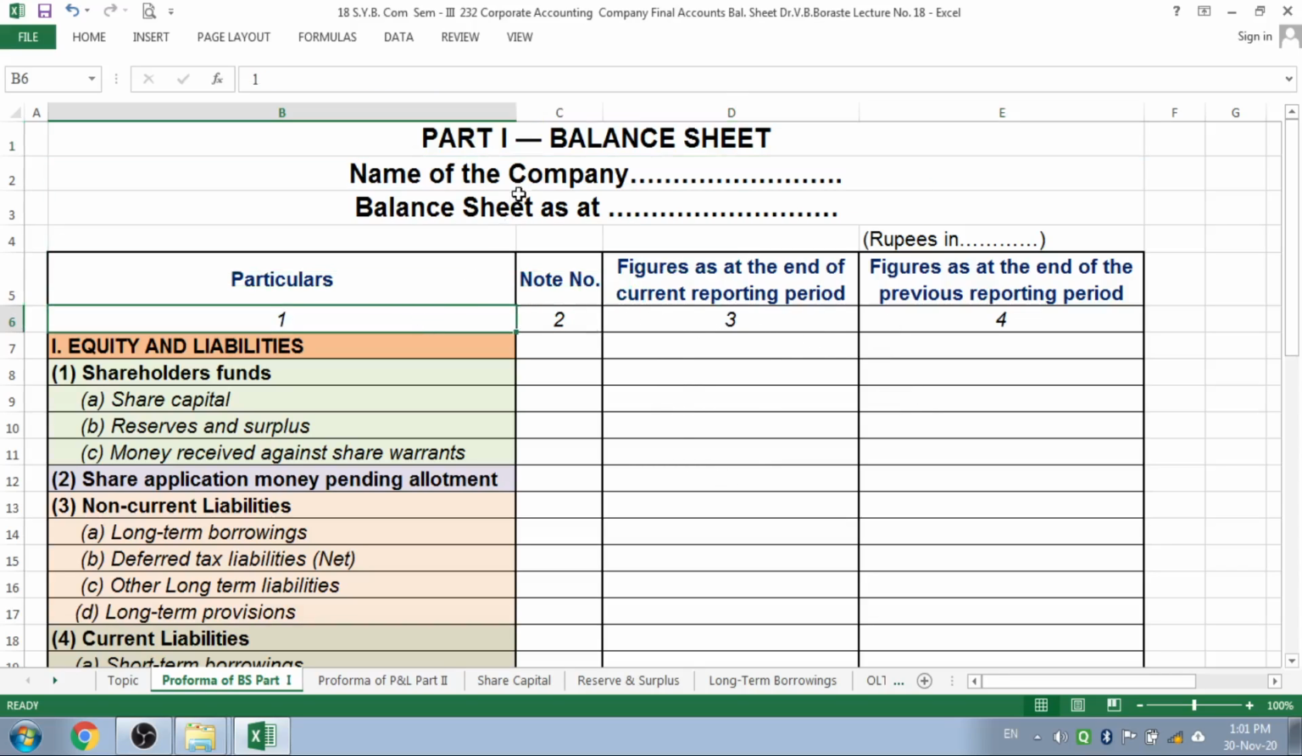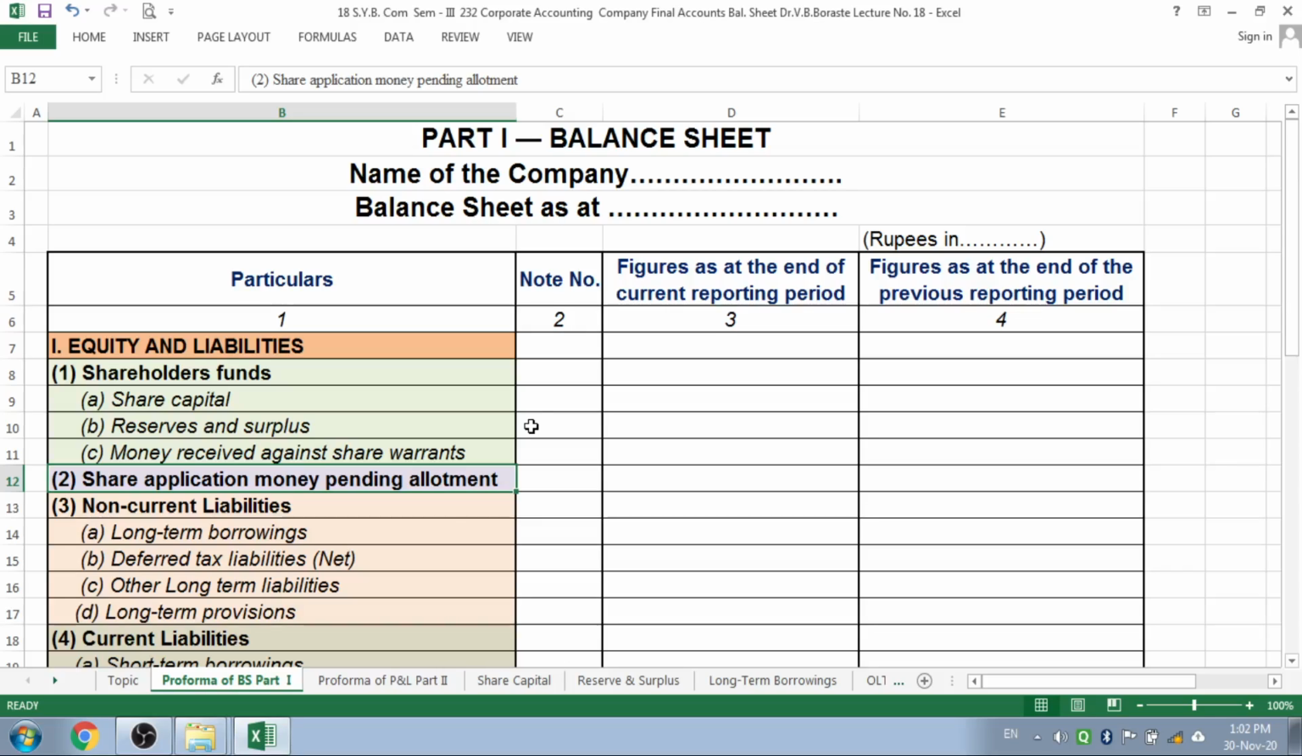As per the Companies Act 2013, there are certain liabilities as well as assets, and the balance sheet is divided into two basic items, that is equity and liabilities, and second one is assets. Under the head equity and liabilities, first one is shareholders' fund, where the first item is share capital, that is equity share capital. After that the second one is reserve and surplus, whatever reserve and surplus we have to mention here. Then money received against share warrants. After that share application money pending allotment.